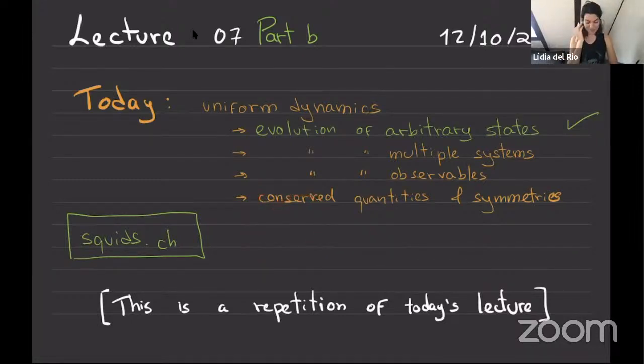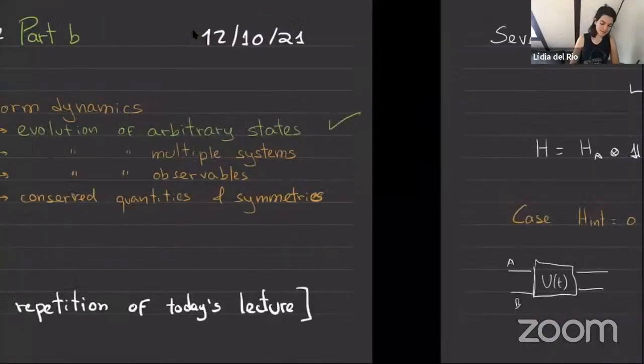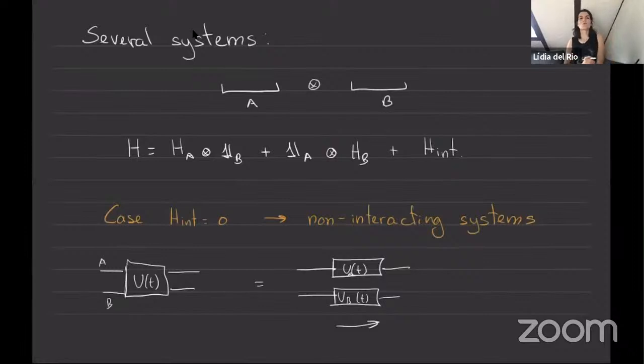All right, so this morning we did evolution of arbitrary states under uniform dynamics. And today we'll just see very briefly about independent systems evolution. And then we'll talk about evolution of observables and a little bit about conserved quantities and symmetries. So what is the idea?